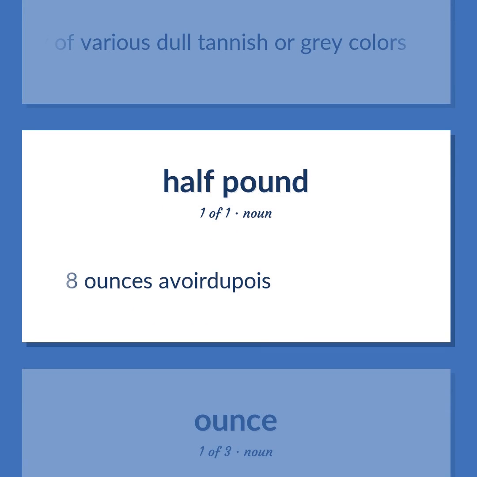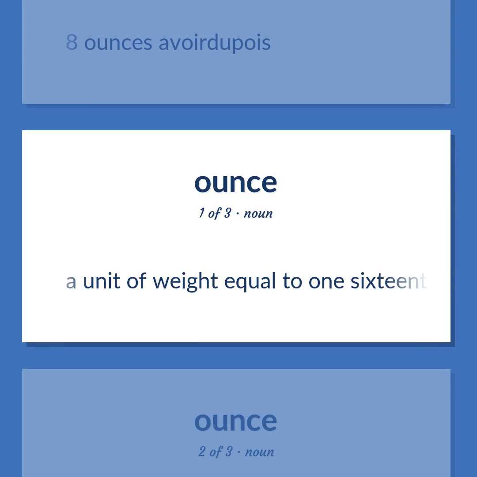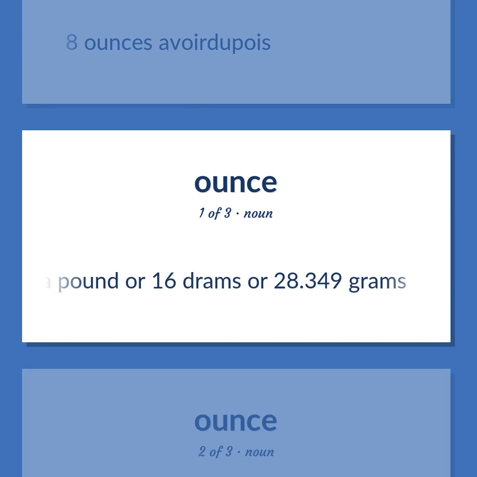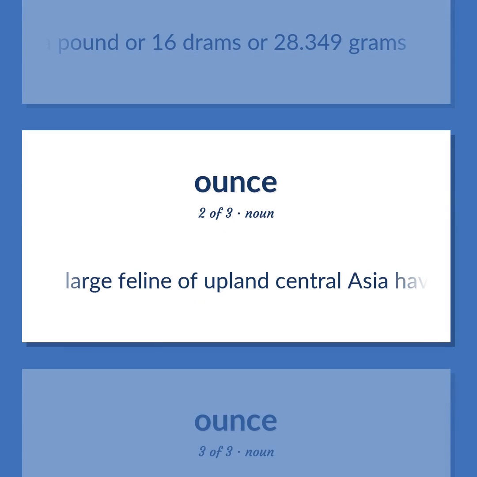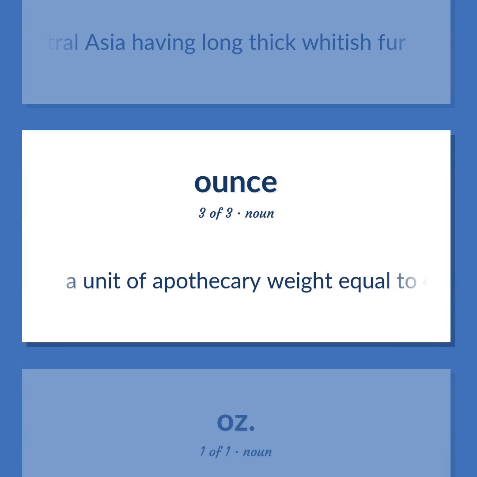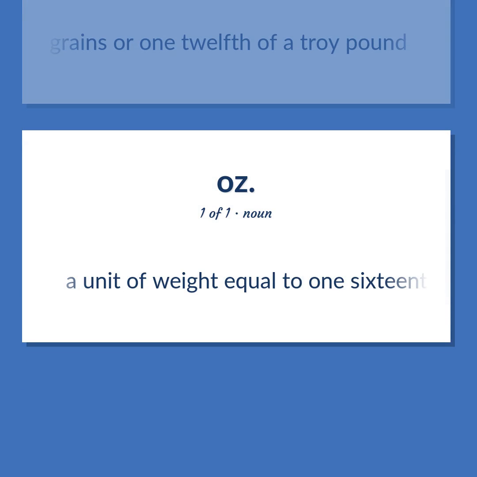8 ounces avoirdupois. A unit of weight equal to 1/16 of a pound or 16 drams or 28.349 grams. Large feline of upland Central Asia having long thick whitish fur. A unit of apothecary weight equal to 480 grains or 1/12 of a troy pound. A unit of weight equal to 1/16 of a pound or 16 drams or 28.349 grams.